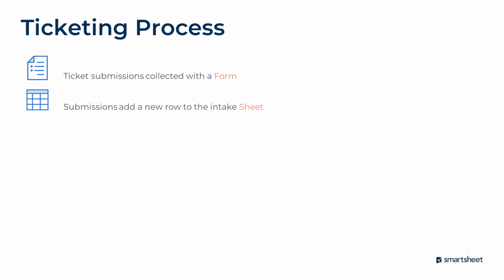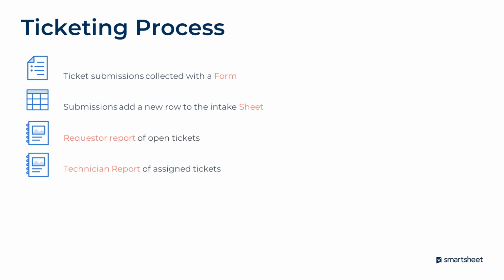So between these two elements, you have a form that can be completed by anyone and a sheet that has defined collaborator access. You likely will also want to provide different views of the data that's in your sheet. So for example, you may have a report of open tickets that the actual submitter of the ticket can look at to make sure they are aware of the status of their ticket and who's assigned to it.